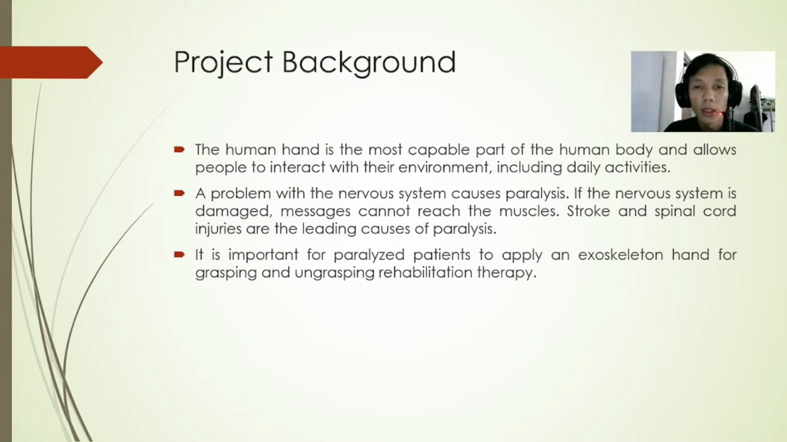The human hand is the most capable part of the human body and allows people to interact with the environment, including daily activity. Second, a problem with the nervous system causes paralysis. If the nervous system is damaged, it can paralyze the muscle. Stroke and spinal cord injury are the leading causes of paralysis. So it is important for paralysis patients to apply a skeleton hand for grasping and ungrasping rehabilitation therapy.